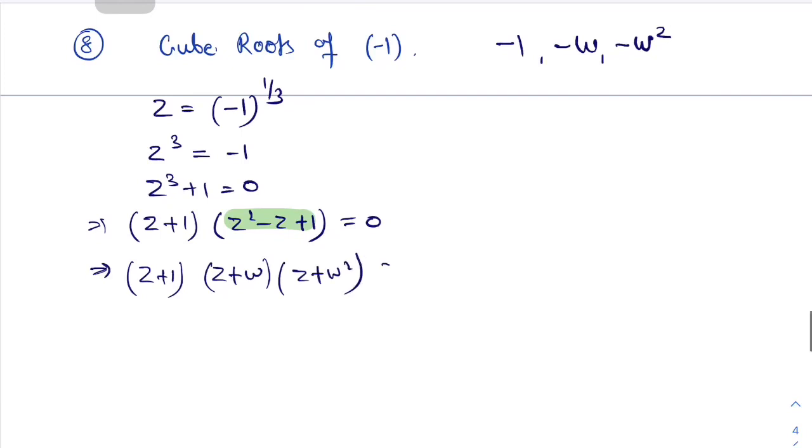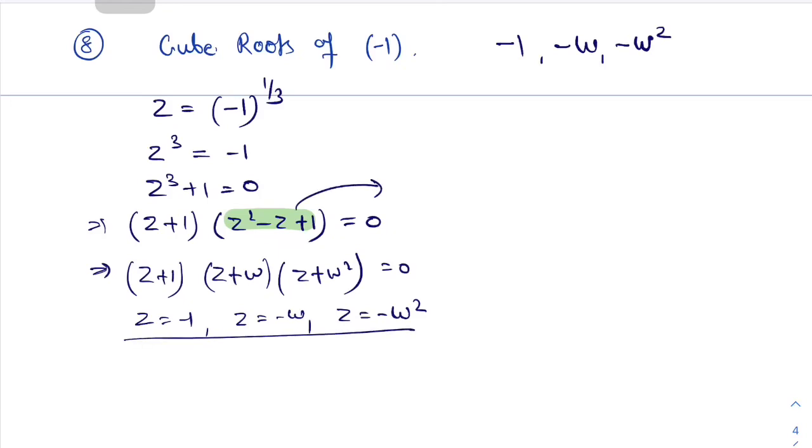Okay, so we will get z equal to minus 1, z equal to minus omega, z equal to minus omega square. Okay, we can also apply quadratic formula here, and from there also we can get this minus omega and minus omega square. Okay, so these are the cube roots of minus 1. Cube roots of minus 1, I can say these are the negative of cube roots of 1.